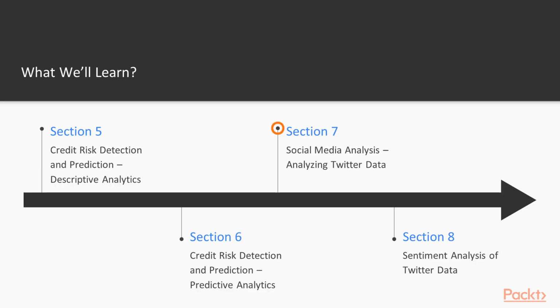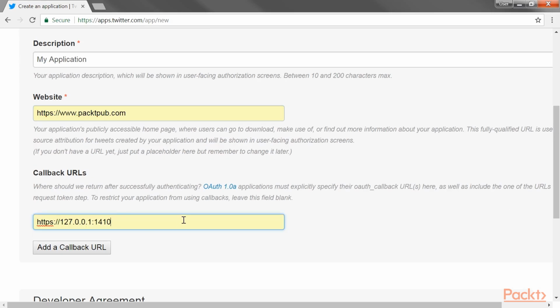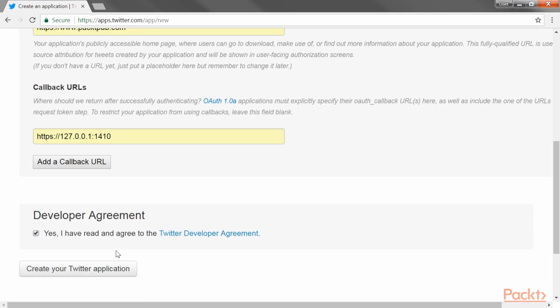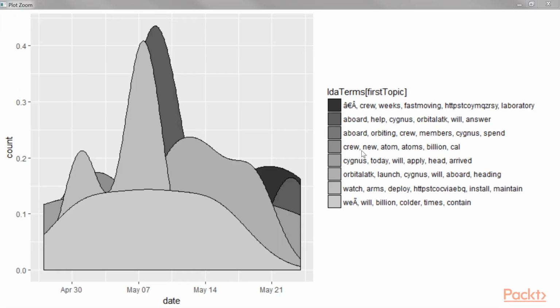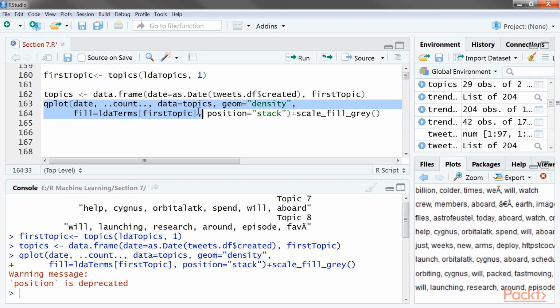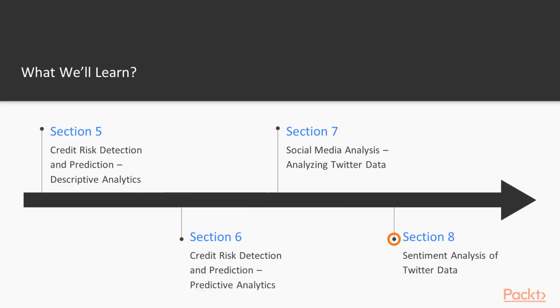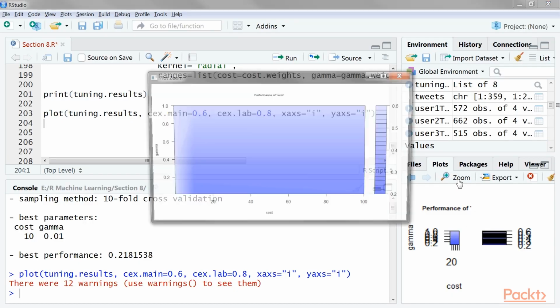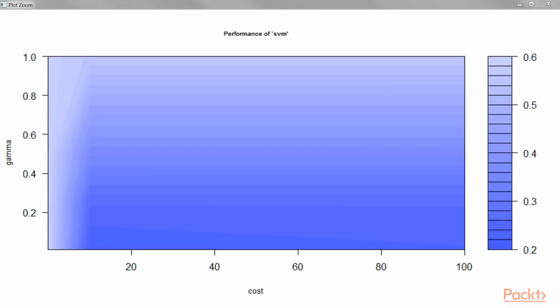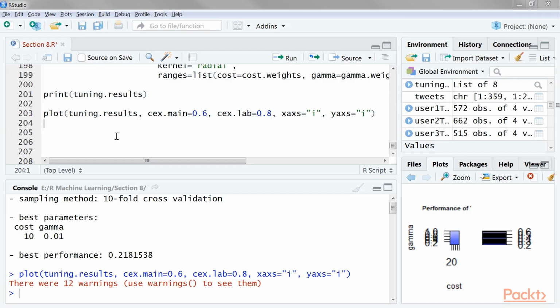The next section, Social Media Analysis, Analyzing Twitter Data, walks you through the process of mining useful information from tweets, including visualizing Twitter data with real-world examples, clustering and topic modeling of tweets. The final section, Sentiment Analysis of Twitter Data, will introduce you to the concept of model selection, which allows you to compare different machine learning algorithms.